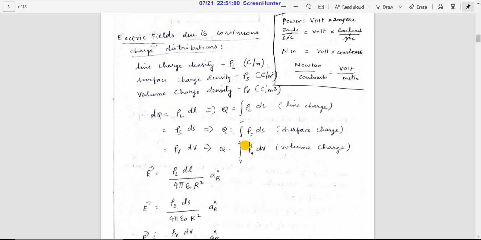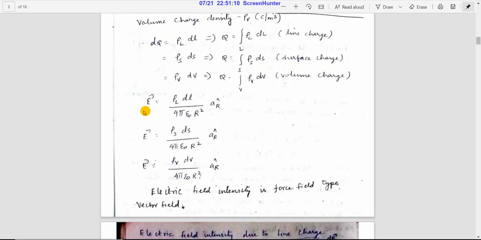So for a particular line segment, or for the surface charge density, the surface charge is Q equal to the surface integration of rho s into ds, and Q is equal to the volume integration of rho v dv. So we can write the electric field equation from these charge values.